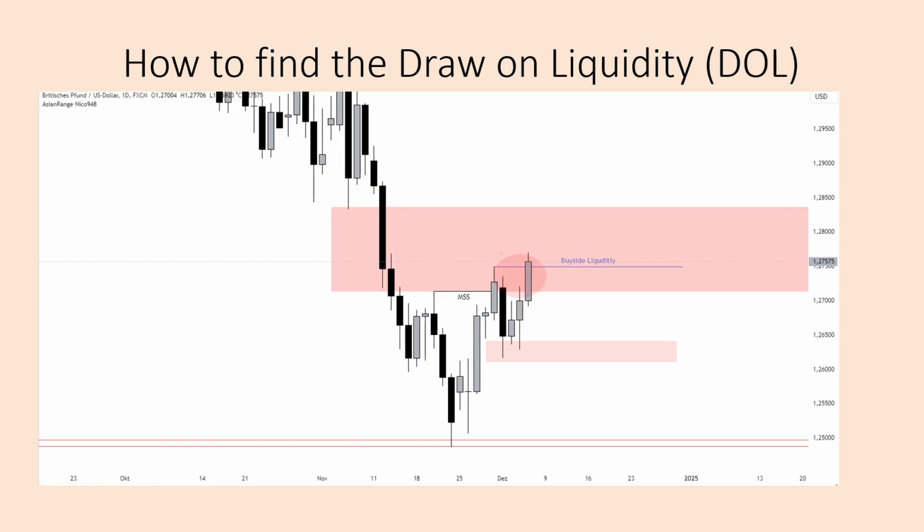Okay? It's very simple. We are bullish. Price went up, left the high right there, and a gap, an imbalance, a fair value gap. Price tapped into it. And then where's our draw on liquidity? This buy-side liquidity. Very simple.